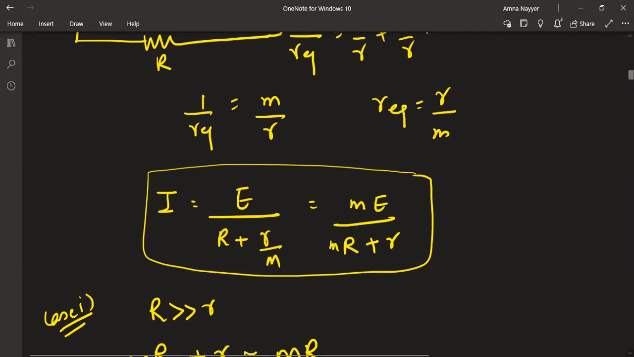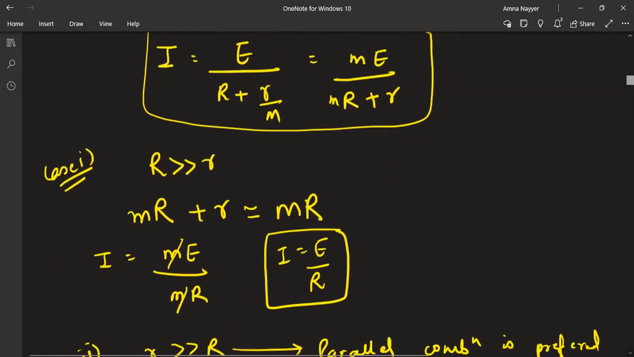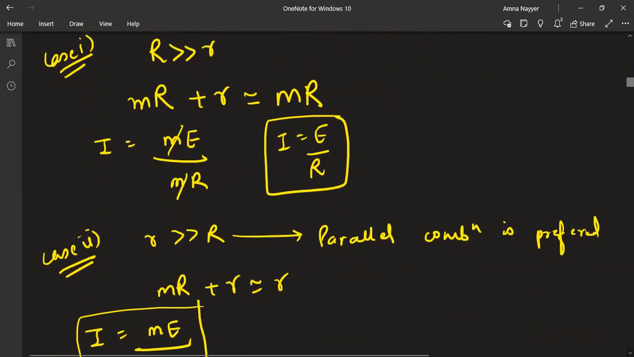So two cases are there. External resistor greater than internal resistor and internal resistor greater than external resistor. So mR plus r is almost equal to mR. In that case, you get I as E by R. And when your small r is very much greater than capital R, you get mR plus r almost equal to r. So here, see, you're getting more current in the second part because m is also getting multiplied. In the first part, you had E by R, but now in the second part, you are having m times E by r. So it is getting increased by m times.